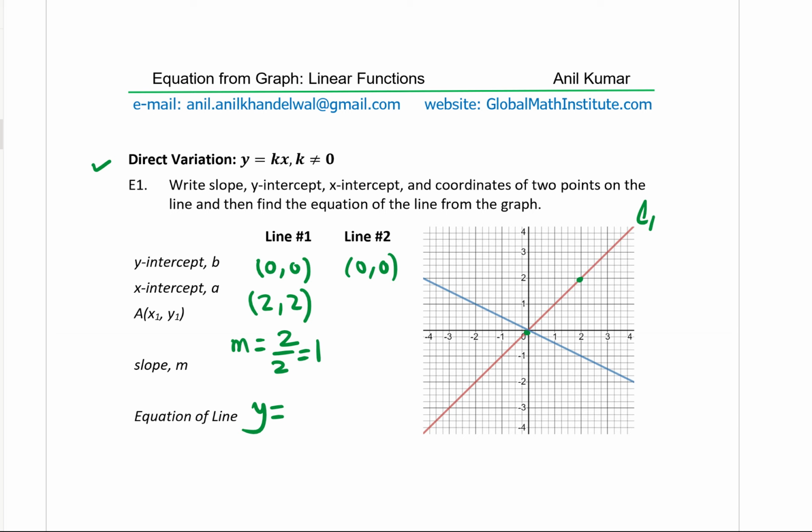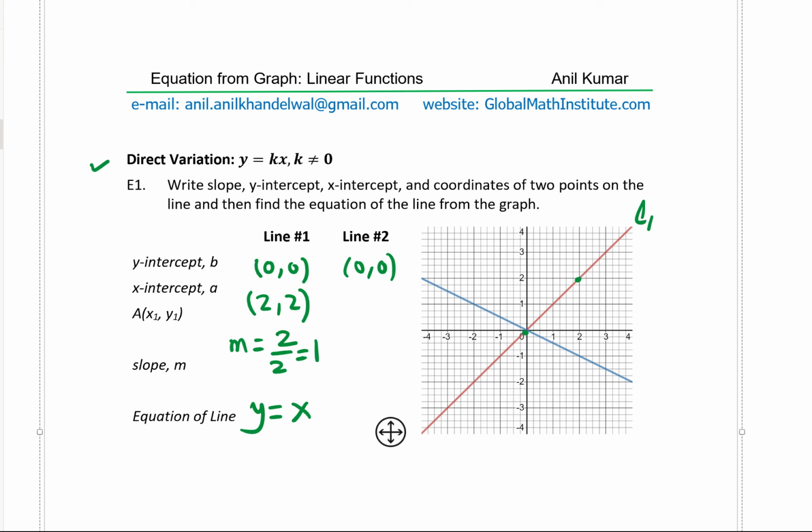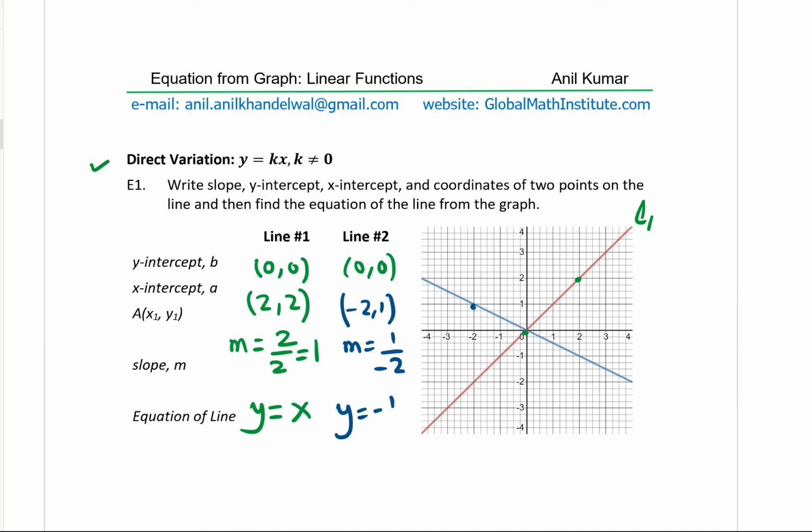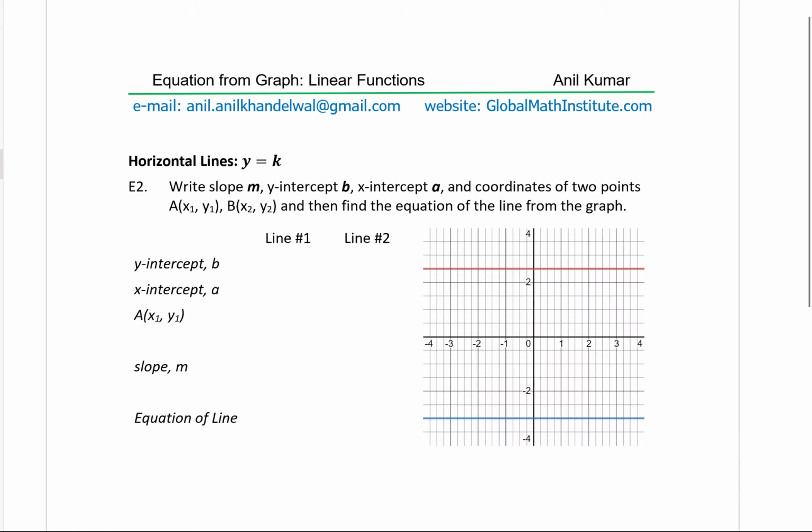the equation of the line is y equals x. Now let's do the second line, which is the blue one. A good point on this line is right there, whose coordinate point is -2, 1. Slope is the y value 1 over the x value of -2, and the equation will be y equals -1/2 x. Is that clear to you? It is as simple as that. Perfect. Now let's move on and take more examples.